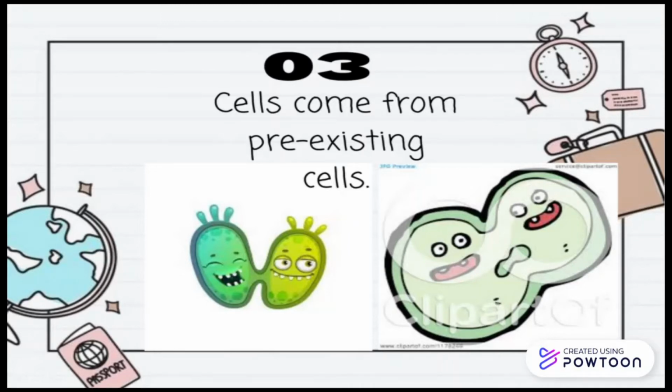Cells are made or formed by cell division. Cells will divide, then divide again into smaller cells, and this process will be done over and over again.